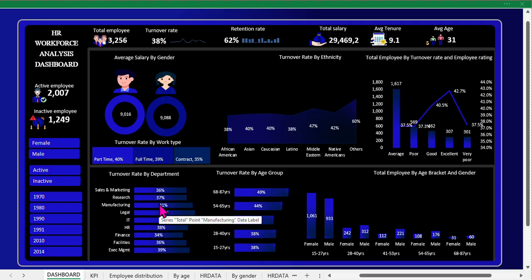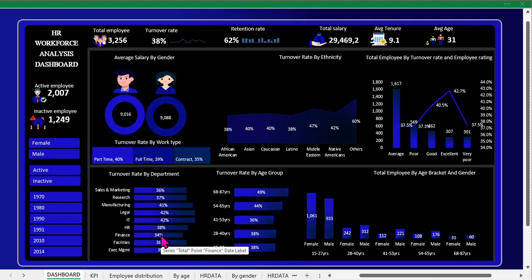We have the turnover rate by department. The highest turnover is in Legal, which is 42%, and IT is also 42%. Finance and Facilities are at 36%, and 34%.